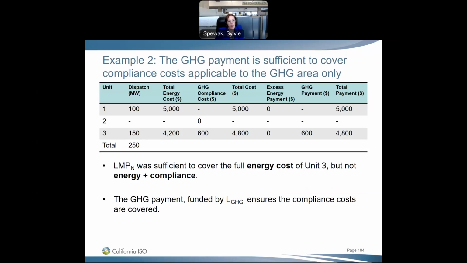We dispatch Unit 3 to 150 megawatts. 150 megawatts of resource 3, if we just consider energy, is $4,200. But if we add the $600 compliance cost onto that, the total cost of this resource is $4,800. It doesn't receive any excess energy payment from either area, but it does receive a GHG payment, and that makes this resource whole.